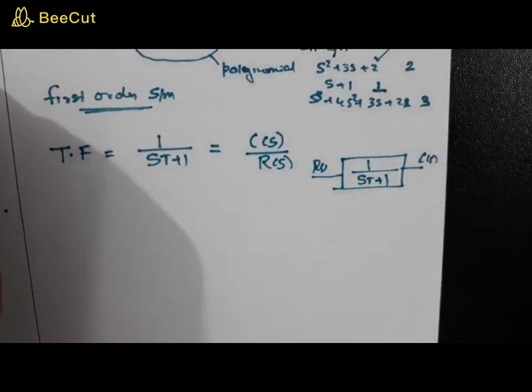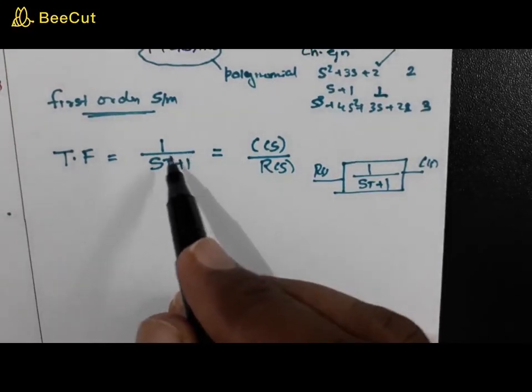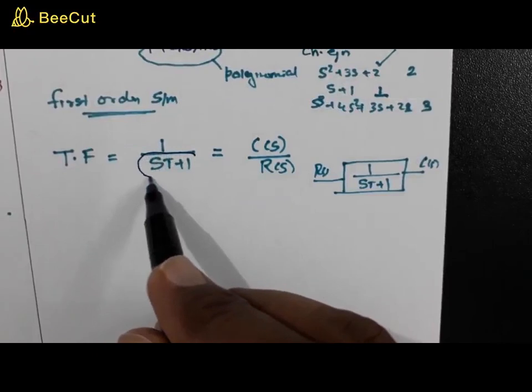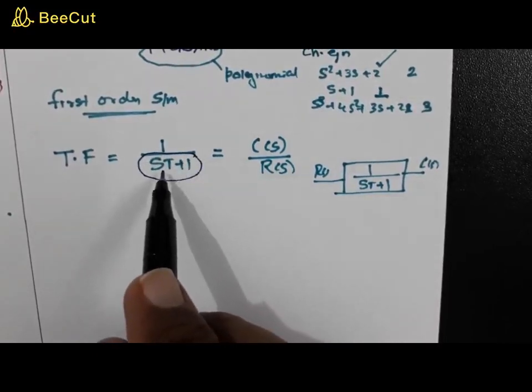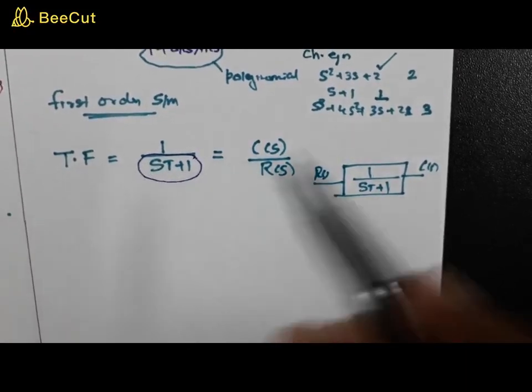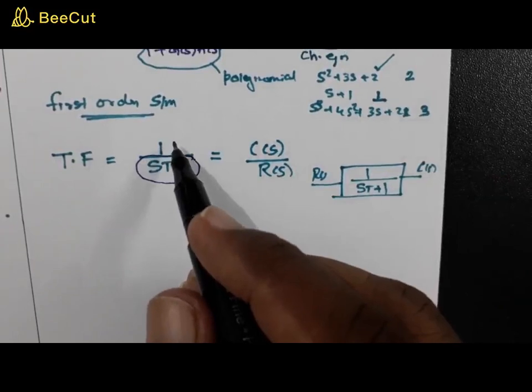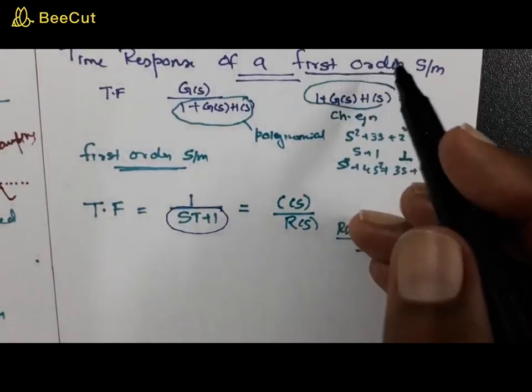But this is not the real block diagram; we are going to deduce the block diagram anyway. First of all, this is a transfer function, and this is the characteristic polynomial. It is of the form sT plus 1, so the order of this polynomial is equal to 1. That's why we call this the transfer function of a first order system.